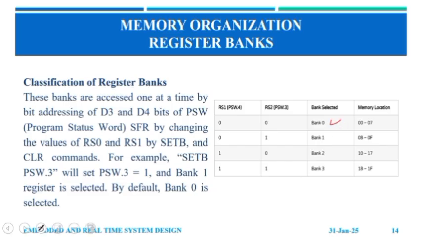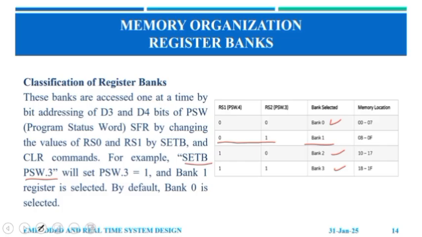Now, if we want to select bank 1, we can give the instruction SETB PSW.3. It means that PSW.3 will be given the logic 1, while PSW.4 will be given the logic 0. If we do that, we'll be selecting bank 1. The same thing applies if we want to select bank 2 and bank 3. For bank 2, we have to set PSW.4, and so on.